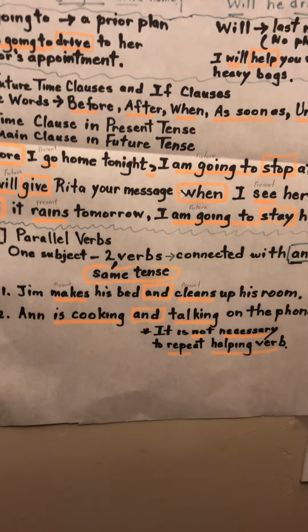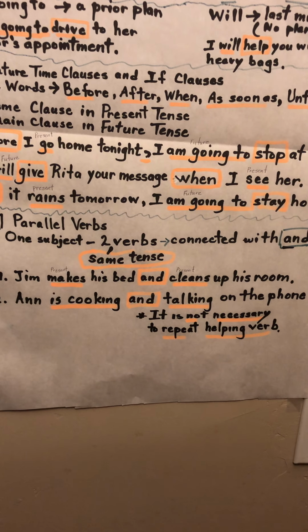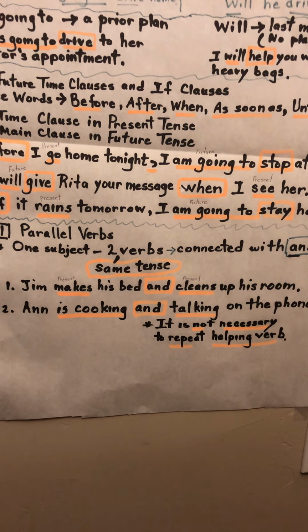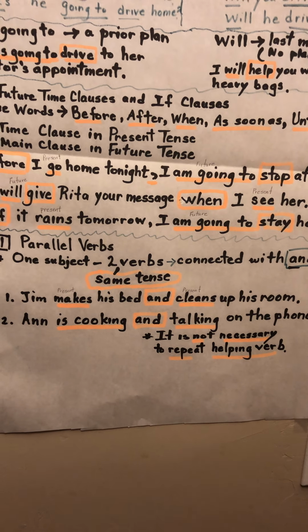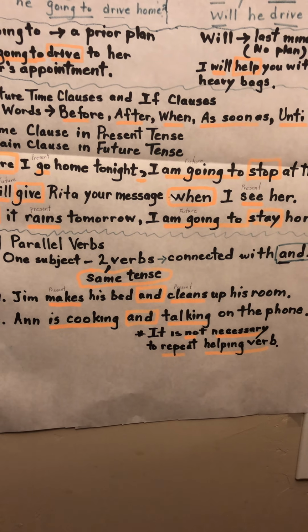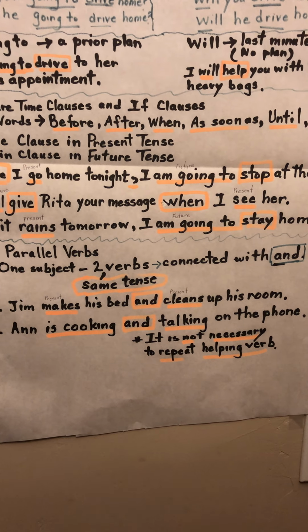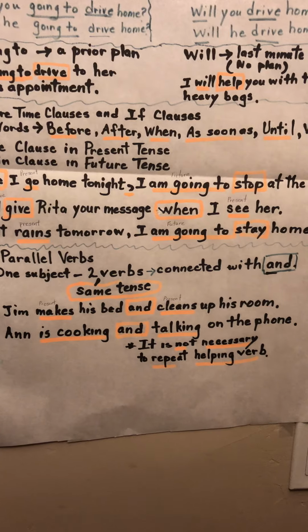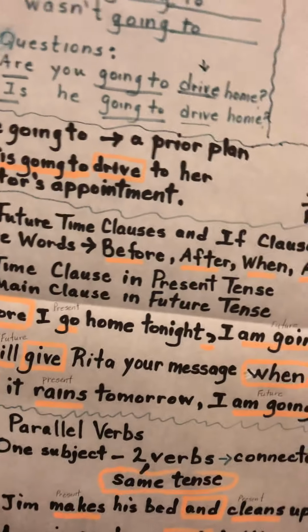Look at the second one. Anne is cooking and talking on the phone. Okay, it is not necessary to repeat the helping verb. So you could say Anne is cooking and talking on the phone. But if you say is talking, that would be correct, but it's not necessary. So this is a review of chapter 3. Let's go to chapter 4.